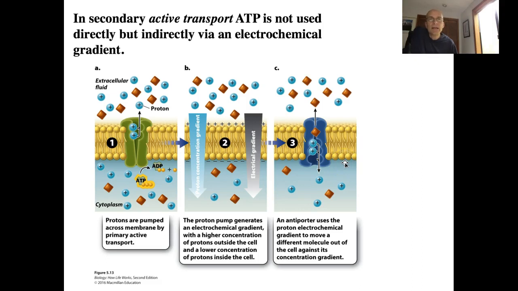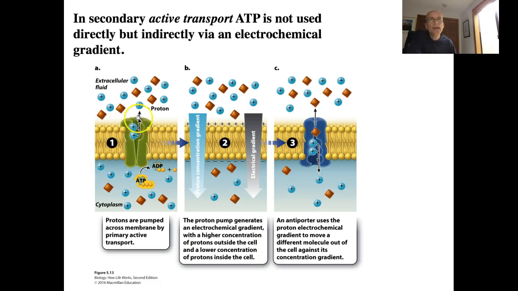But these are different molecules, right? So it's not the same protein that uses ATP and then delivers this particular molecule in one direction or another. That would be primary. Here it just uses the proton gradient that was built up by another protein, and that's why it's called secondary. Secondary means it uses the gradient that was built up by somebody else that used the ATP. This protein doesn't use ATP, and that's why it's called secondary active transport. It's still active transport, meaning it cost ATP, but it didn't cost this protein any ATP. It cost this other protein ATP.